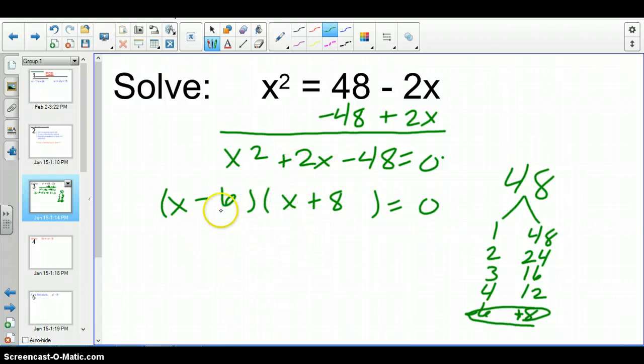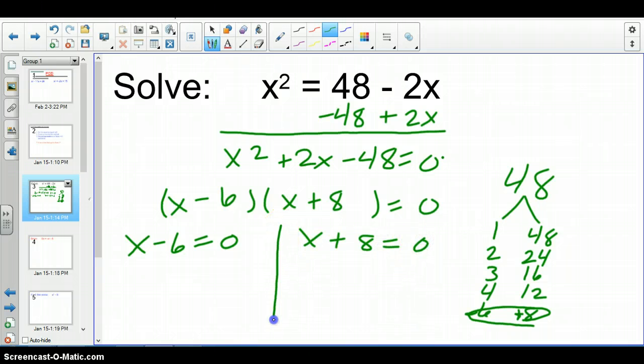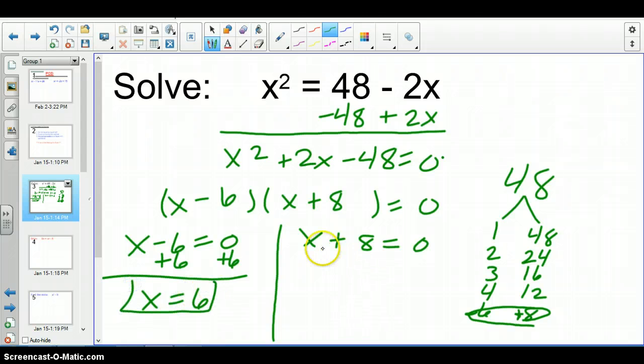Now we want to solve this. To solve this, we set each parenthesis equal to 0. So I can set x minus 6 equal to 0 and x plus 8 equal to 0. Alright, now all we have to do is solve for x. So I'm going to add 6 to each side, and I get x equals 6. And subtract 8 from each side, I get x equals negative 8.